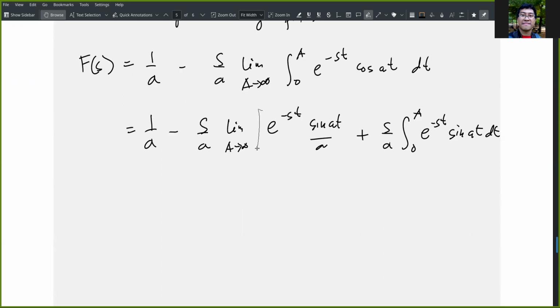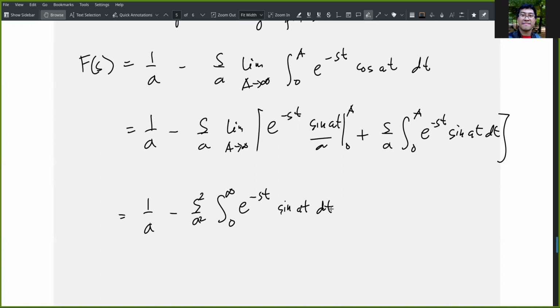Okay, this is evaluated from 0 to a. This is again finite. If a reaches infinity, this whole term becomes 0. So you have 1 over a minus s over a, and then when t is 0, this whole term is 0. So this limit doesn't have any contribution to this whole term. So we are left with this. So you have s over a times s over a, that's s squared over a squared. A approaches infinity, so let's just set that to infinity, dt. And again, it doesn't solve the problem yet.